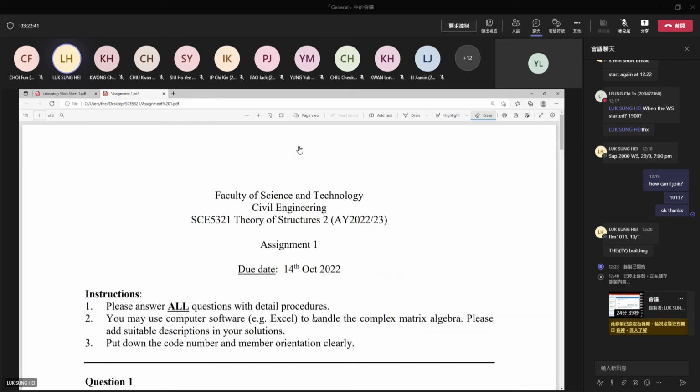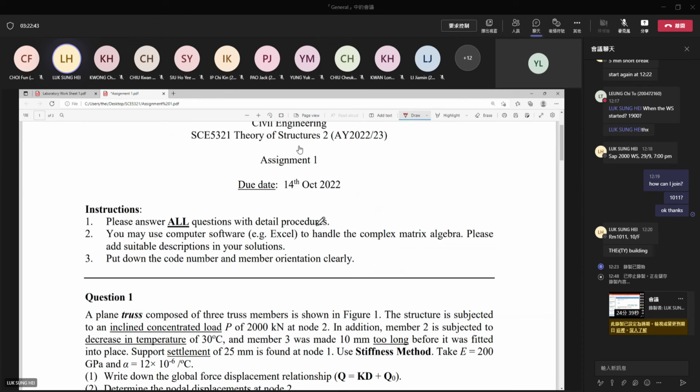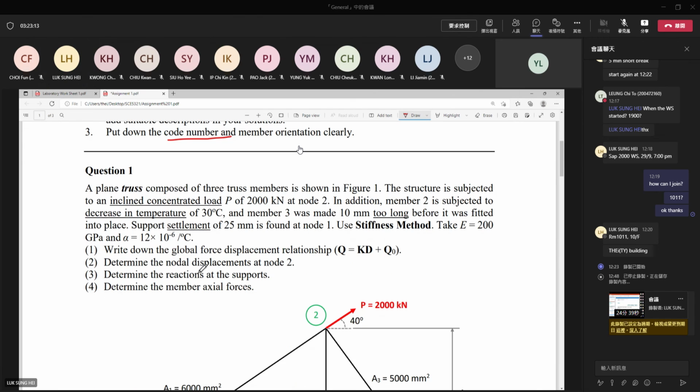In the assignment 1, I allow you to use some software. You may use software like Excel, Mathematica, or MATLAB to do the matrix inverse if you are not very familiar with matrix algebra. It's okay if you do so. Just present your answer clearly. Let me know what you are doing, and put down the code number diagram clearly in your solution. Different students may have different code number arrangement. So put down the notation clearly.